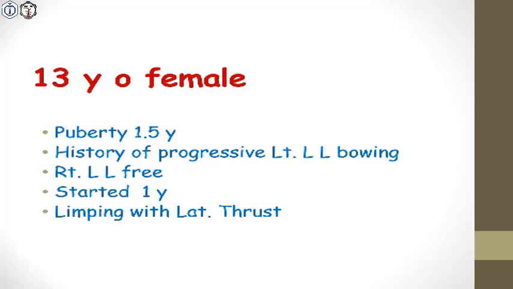Our case today is a 13 years old female. She had puberty a year and a half ago, and the mother gives a history of progressive bowing of her left leg, and the right is free. There is marked limping because of this leg length discrepancy and the bowing, and there is obvious thrusting of the left knee while she's walking.